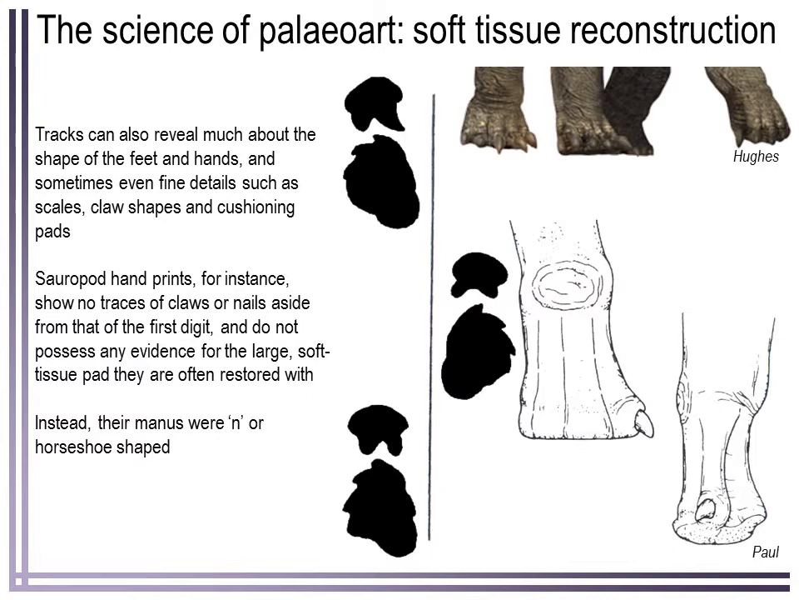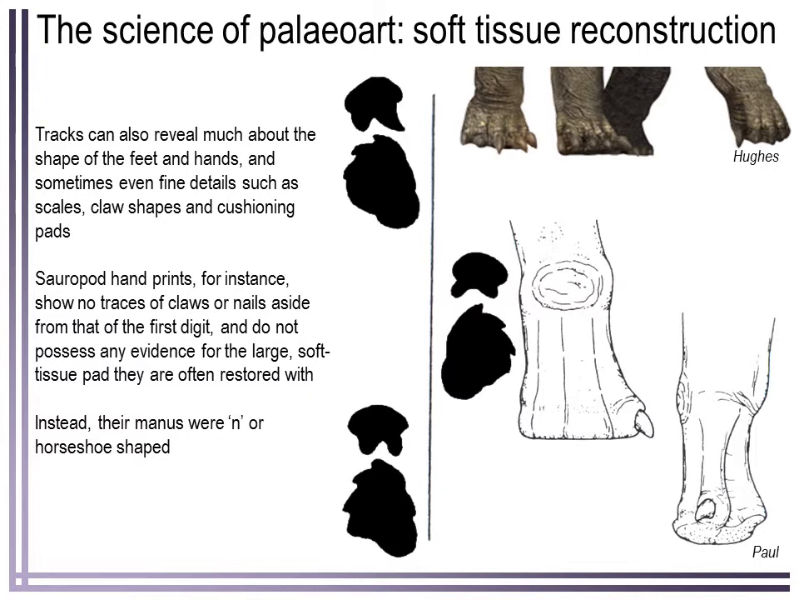The manus prints, the hand prints, are the sort of U-shaped footprints, and the pes prints, the hind limb prints, are the more round footprints that are behind the U-shaped or horseshoe-shaped prints in front. And you can see they tell us very different stories about the soft tissues of the hands and feet of sauropods.